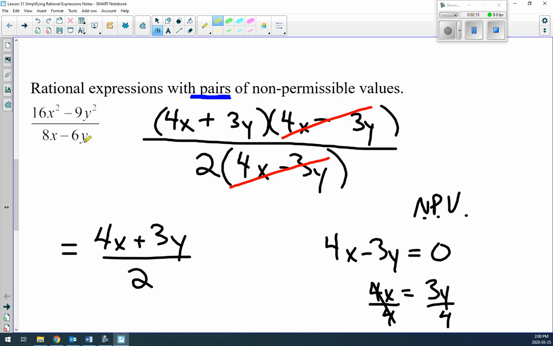This one, we can take out a 2. So we end up with 2 and then 4x minus 3y. Okay, look, 4x minus 3y. We can reduce those out. Nice. Now we're left with 4x plus 3y over 2. But you have to talk about NPVs.